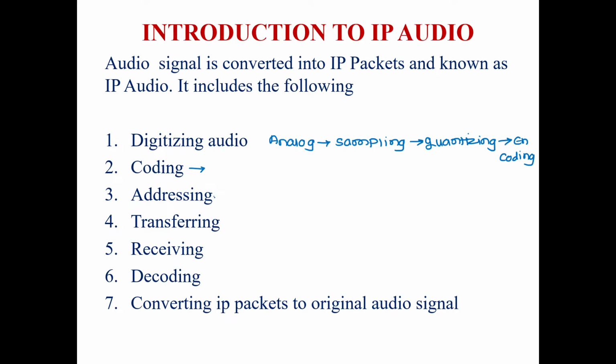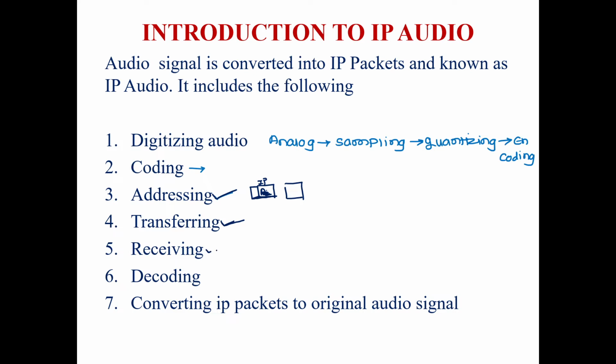Then the next one is addressing. How are you going to address that particular audio signal? Suppose I have two audio packets, one and two; where they should go is the addressing, putting the address on that IP packet. Then transferring: now I have an address, and where I need to transmit that audio packet, that will be the actual transferring of that data.